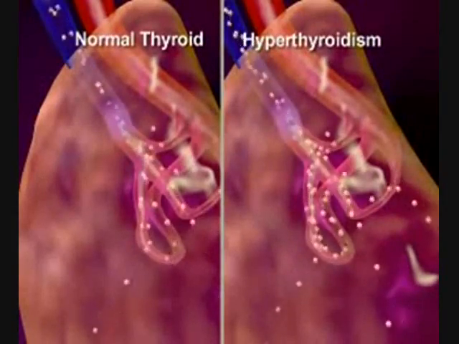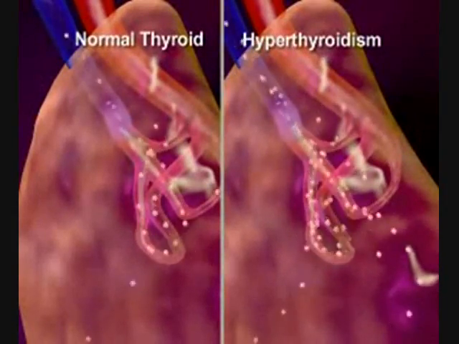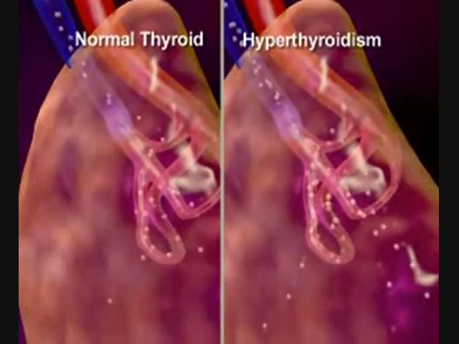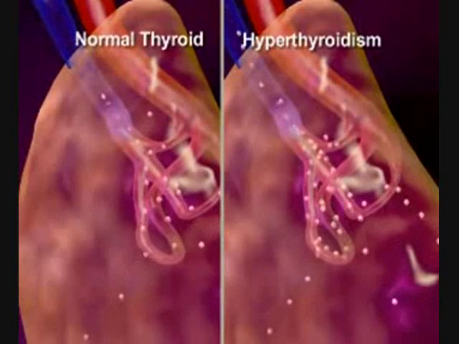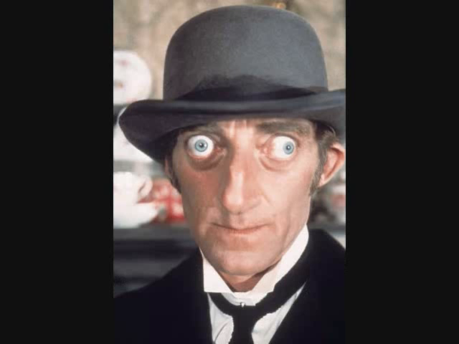Graves' disease is the most common cause of hyperthyroidism. It is caused by an abnormal immune system response that causes the thyroid gland to produce too much thyroid hormone. Graves' disease is most common in women over age 20. However, the disorder may occur at any age and may affect men as well.